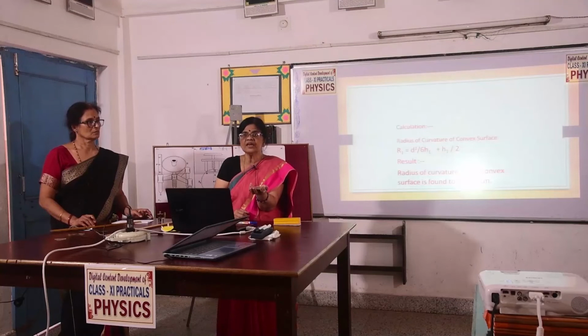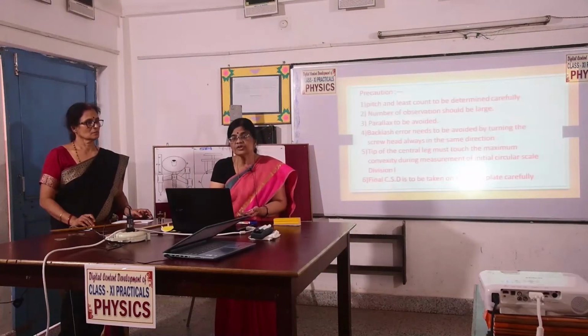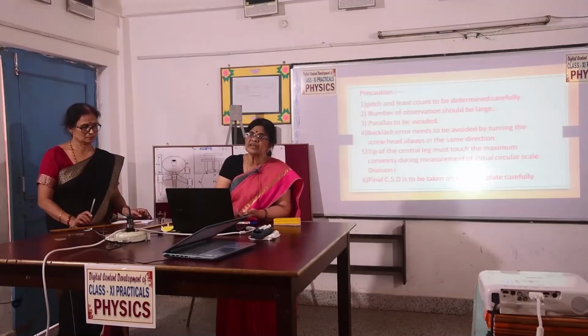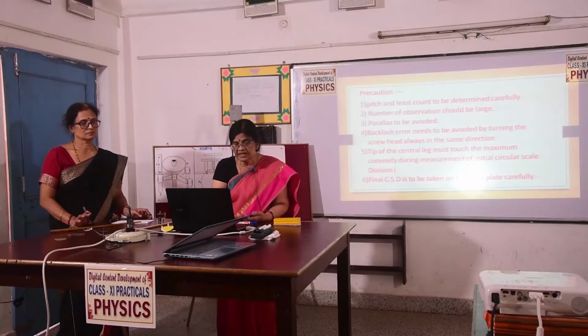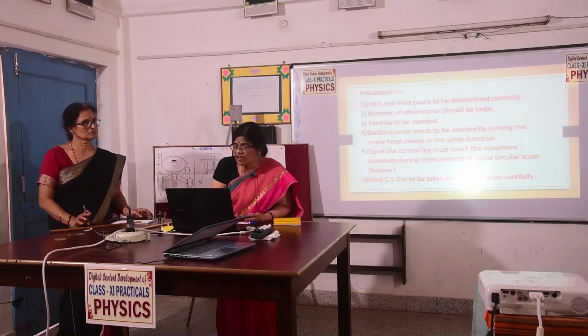So initial is on the glass plate and final is on the concave surface. Then again H2 is determined. D is a constant for the instrument. So I use the formula D square by 6H2 plus H2 by 2, which gives you R2, the concave.